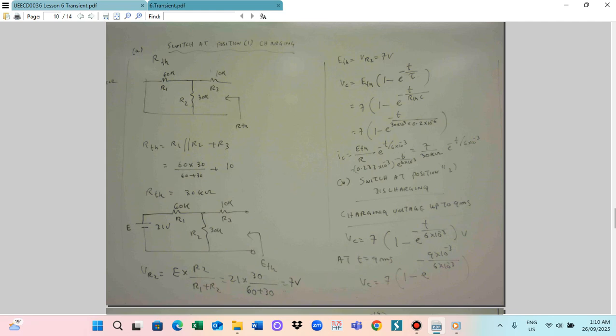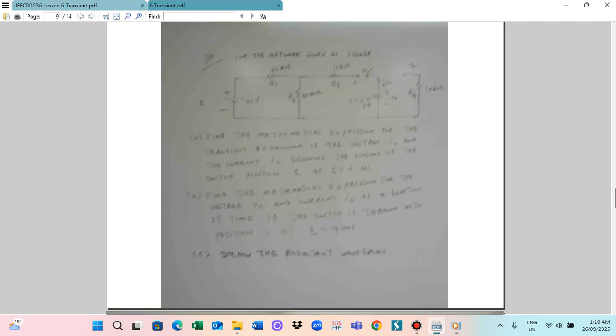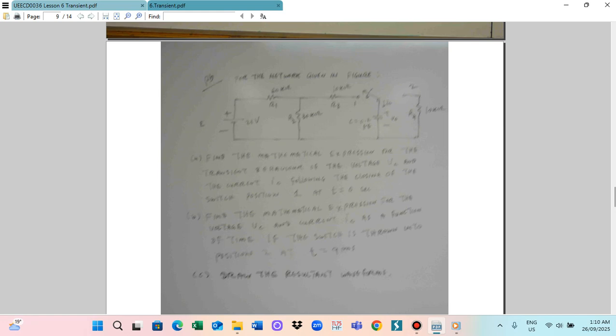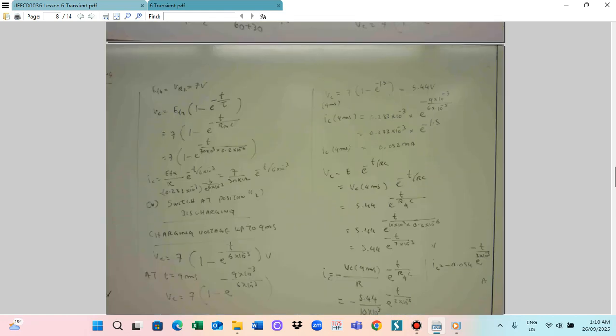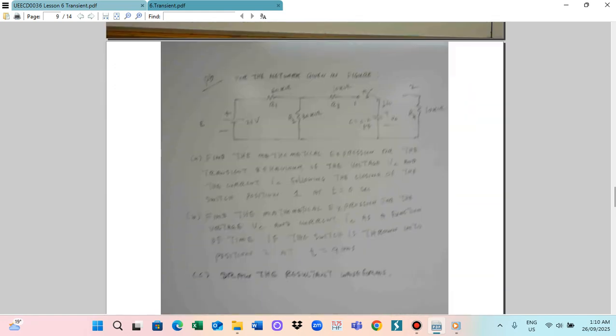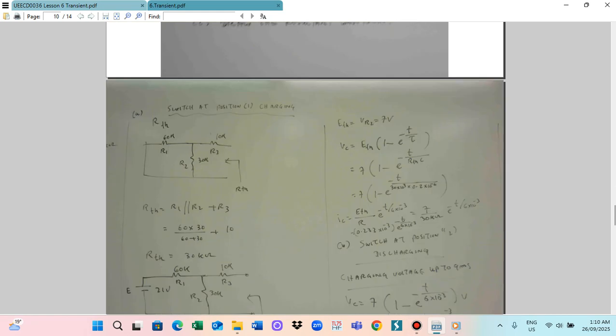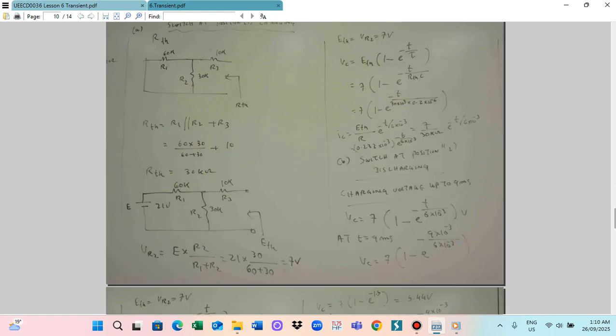And then second, because we have to find a mathematical expression for the voltage VC and the current IC as a function of time, if the switch is thrown into position 2 at t equal to 9 milliseconds. So in the second position the switch is connected to 2, and that is the discharging. The first position is the charging position, and the switch is at position 1. So this is the charging.